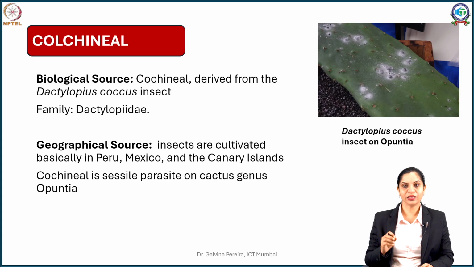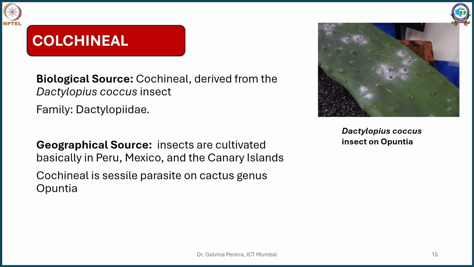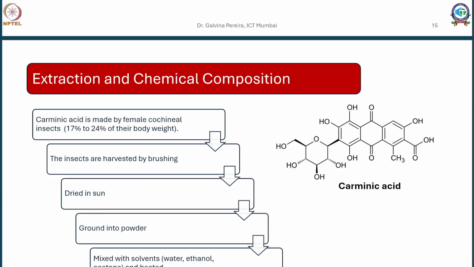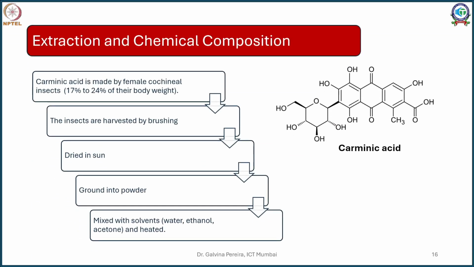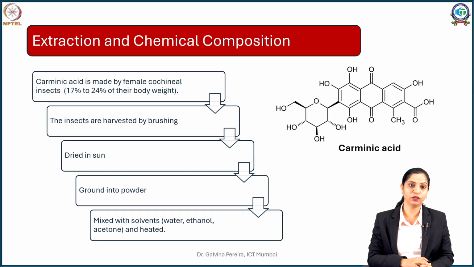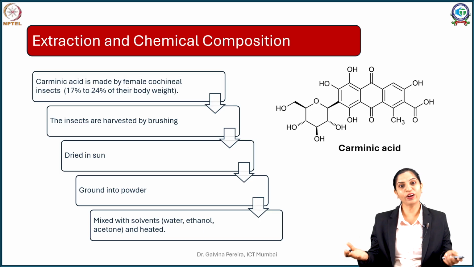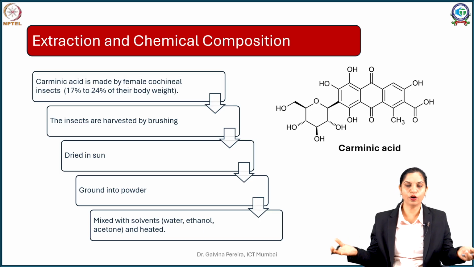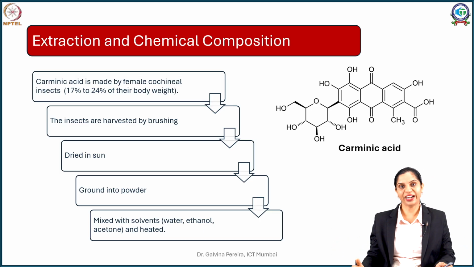Okay, so when the harvesting time is due, the leaves are brushed, so all these insects fall off. You will see the process. These female insects contain about 17 to 24% of their body weight as carminic acid, which is the reddish color dye. So mostly they are brushed off. Then after they are brushed off, they are collected on paper or plastic bags. They are dried in the sun.